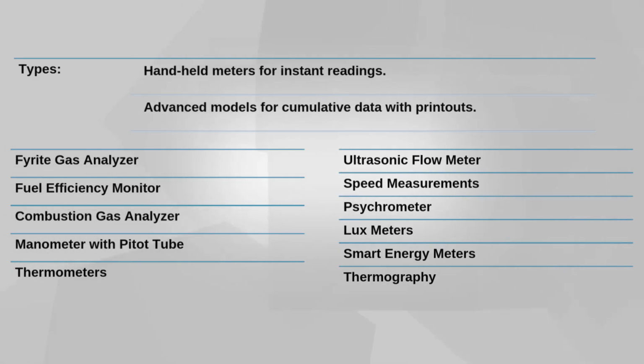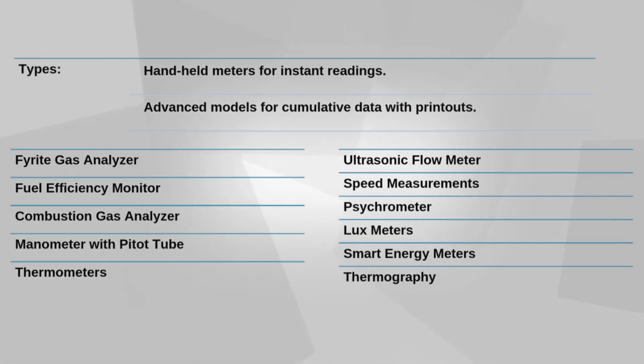Fuel efficiency monitor. This instrument measures oxygen levels and the temperature of flue gas. It calculates combustion efficiency by using calorific values of common fuels fed into the microprocessor. Combustion gas analyzers have built-in chemical cells to measure various gases like CO2, CO, NO2 or SO3. They are flexible and can be configured to measure different components based on user requirements.